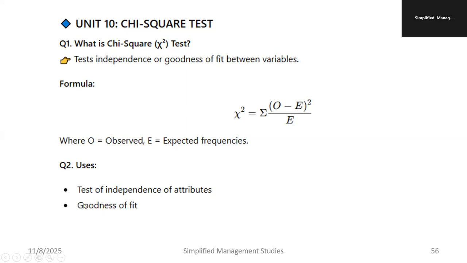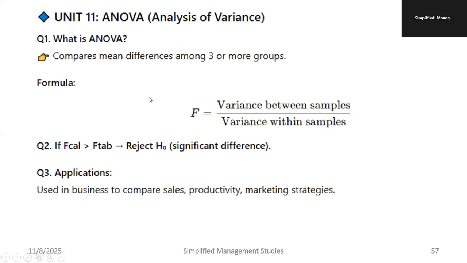What are the uses of this chi-square test? Test of independence of attributes, and test of goodness of fit. These are the applications of chi-square test. Remember this formula. So you'll be getting a numerical example based upon chi-square test.